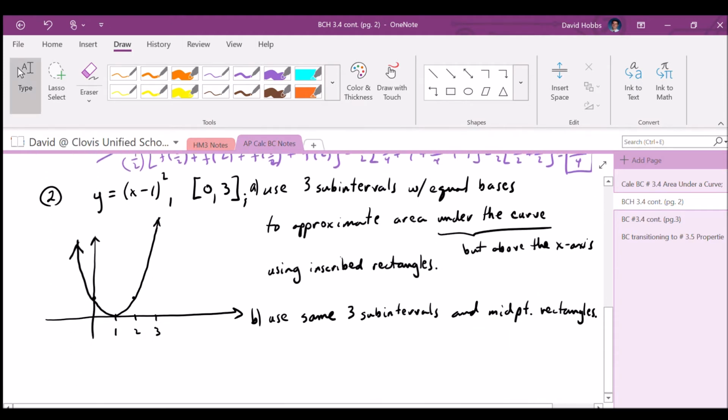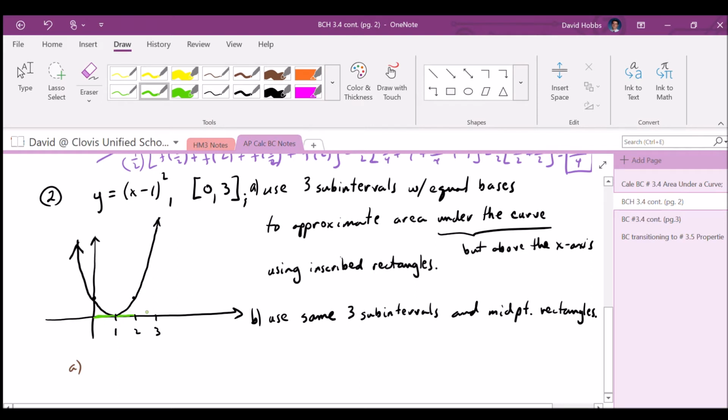Problem number 2. Let's say we have this parabola y equals (x minus 1) squared, and we're doing the closed interval from 0 to 3. And we're using 3 subintervals with equal bases and inscribed rectangles. This is part A. Let's go ahead and do it. Now, 3 subintervals from 0 to 3, isn't that just 1 unit each? Yes.